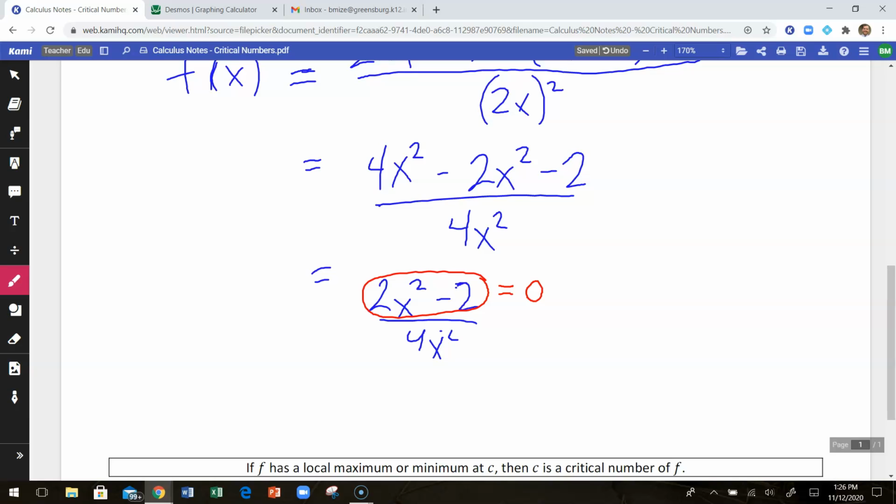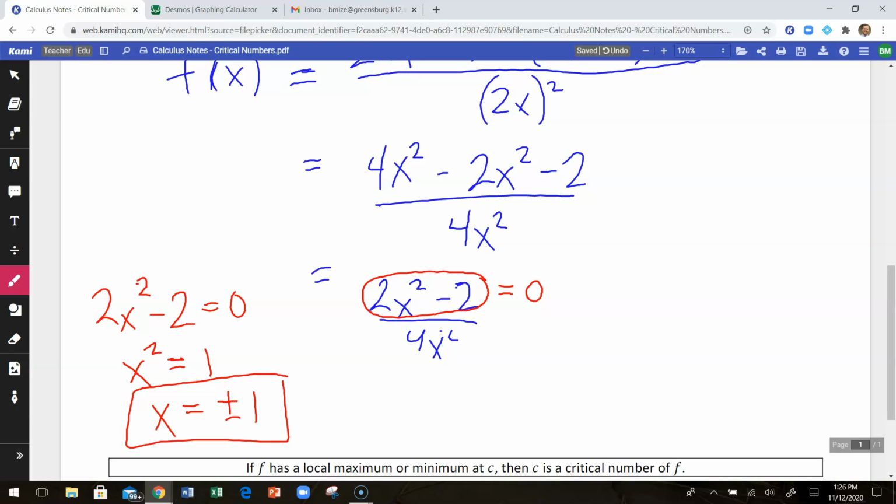So that's going to occur when 2x squared minus 2 equals 0. If I add 2 and then divide by 2, that's going to give me x squared is equal to 1, which means we get x equals positive and negative 1. Those are going to be 2 of my critical numbers.